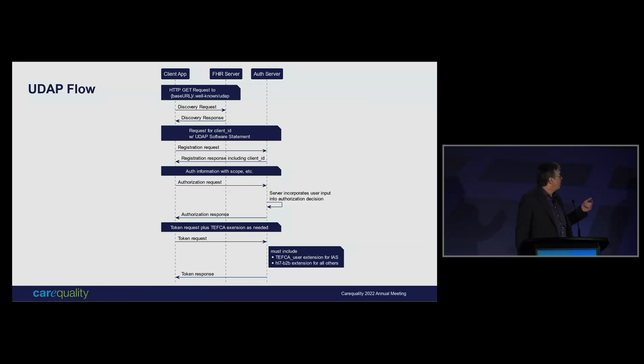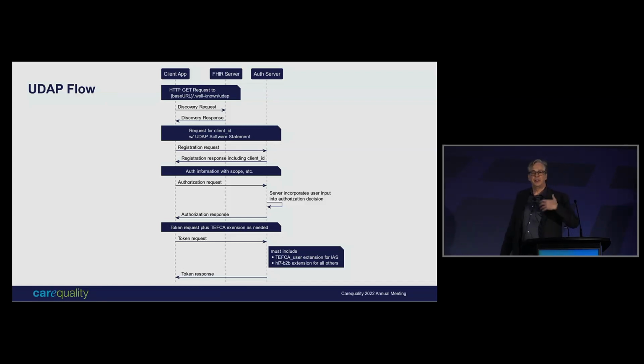That is incorporated into the authorization decision, and what you get back is locked to that requirement, okay? Now, they may say, no, you can't have scope. You cannot have everything. You have to lock it to specific patients or specific organizations. That's a policy decision, but that will be handled automatically as well. Finally, you put your TEFCA extension in and send it again for a token request.